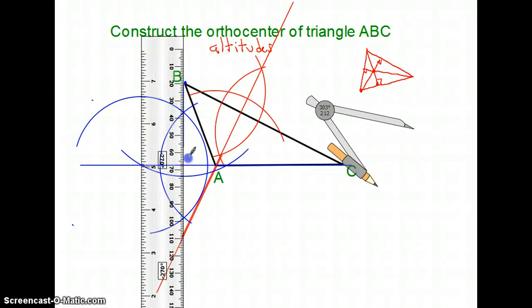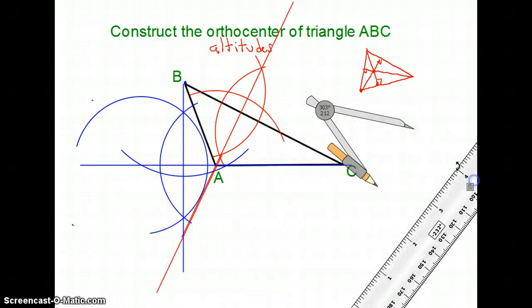So that's supposed to go through B and be perpendicular to line AC. Well, if I extend it far enough, guess what? I eventually find the place where it intersects the first line. And yes, this is what I'm looking for. Look how far outside the triangle this is. This can happen with orthocenter.